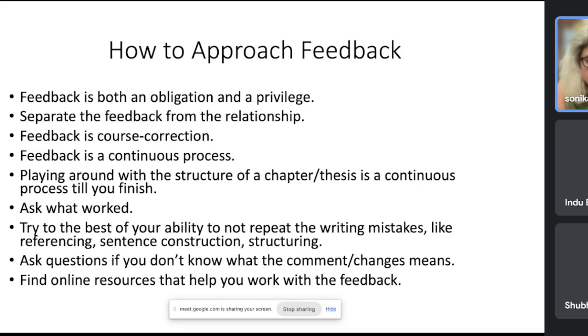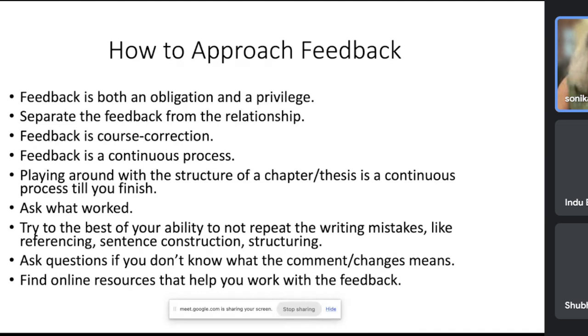And people are just, everybody is just assumed to know what to do with feedback, how to take feedback, how to process feedback. And this is something I feel is a lacuna in our PhD trainings. So what very briefly I would like to tell you about this is, feedback is an integral part of your PhD journey. It's both an obligation and a privilege.